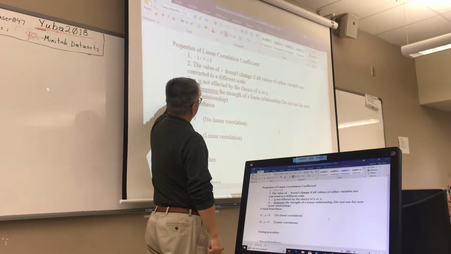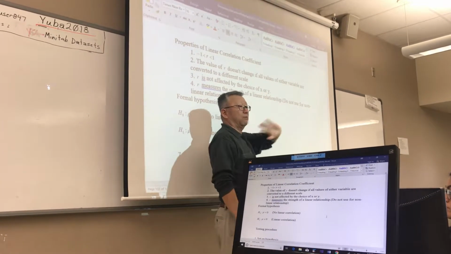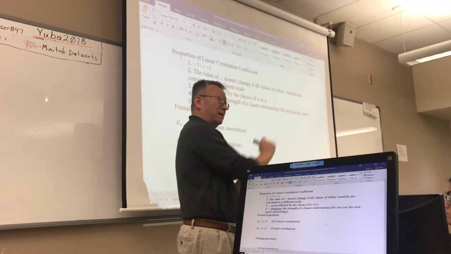Now, the linear coefficient is not affected by the choice of x or y. What that means here is that x can come first or y can come first.